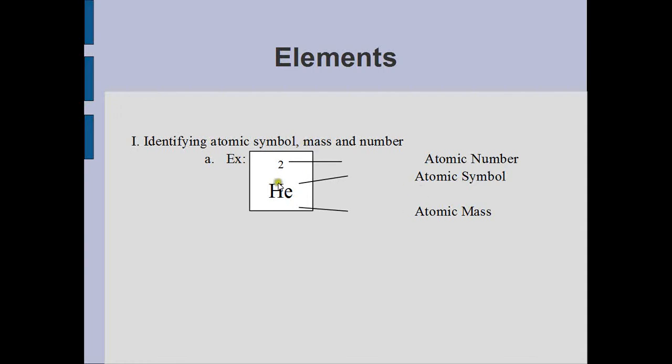The atomic symbol right here is actually an abbreviation of its Latin name. Some we might be familiar with, like carbon, C, helium, He, hydrogen, H, and nitrogen, but not all elements' Latin names are the same in English. For example, gold is actually Au, and silver is actually Ag. Now let's move on.